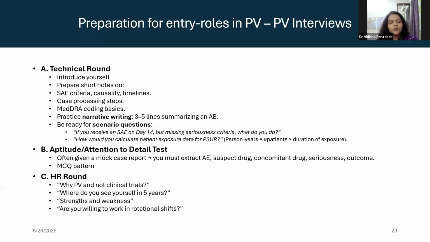Then, are you willing to work in rotational shifts? Rotational shift jobs are generally in the BPOs, so of course the answer is yes, because they have 24 hours of monitoring. Generally in CROs, the general shift is around 9 a.m. to 6 p.m., but it can differ from company to company, definitely. So understanding the job role and the expectations is very important.